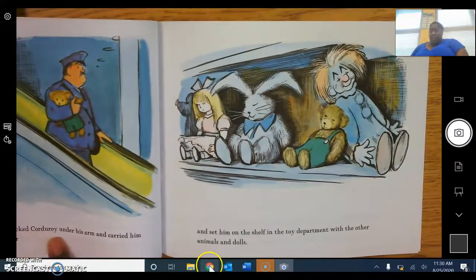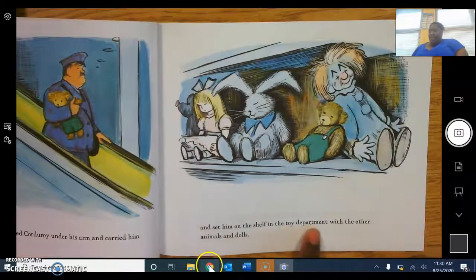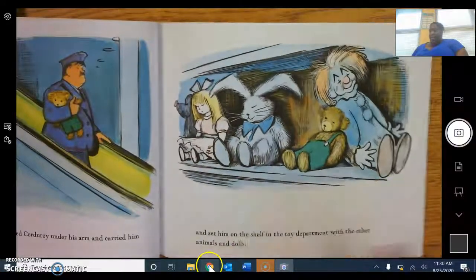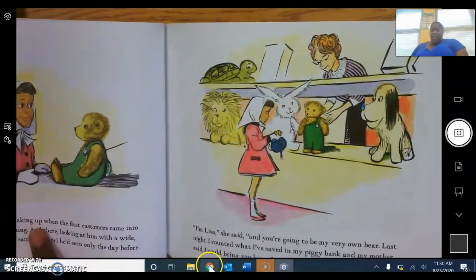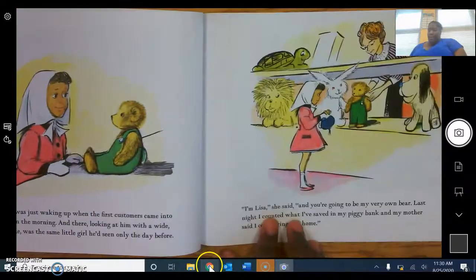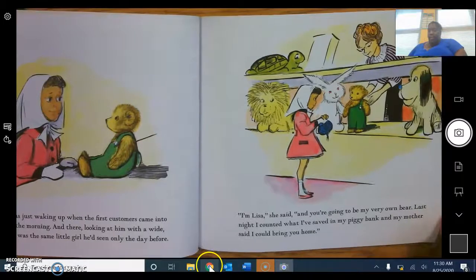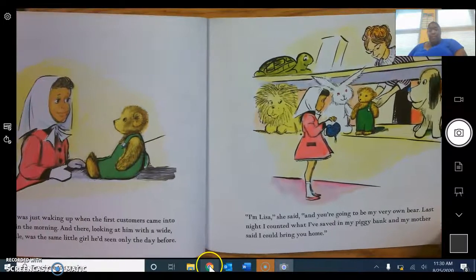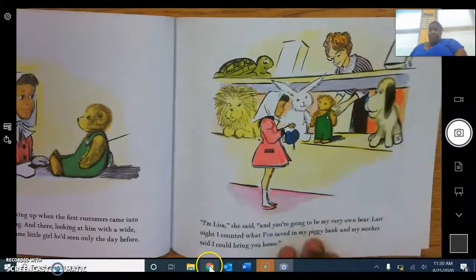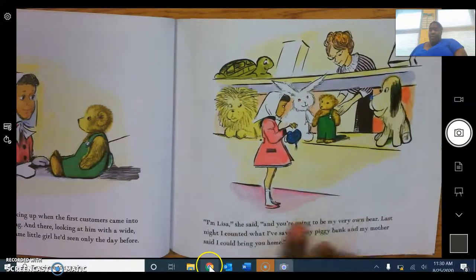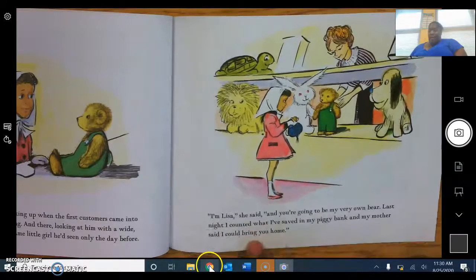The watchman tucked Corduroy under his arm and carried him down the escalator and set him on the shelf in the toy department with the other animals and dolls. Corduroy was just waking up when the first customers came into the store in the morning, and there, looking at him with a wide, warm smile, was the little girl he'd seen only the day before. "I'm Lisa," she said, "and you're going to be my very own bear. Last night, I counted what I saved in my piggy bank, and my mother said I could bring you home."